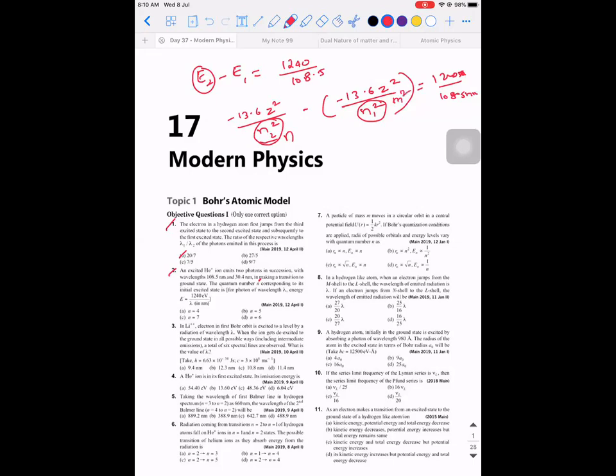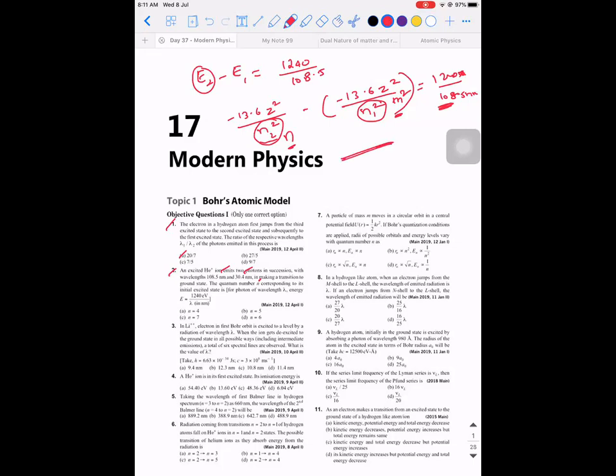While coming from n to m, it is giving a wavelength of this much value. Now what should it do? It should come from m to 1 to give a value of 30.4. Did you understand this question? That is what is meant by 2 photons released in succession. That can happen only through subsequent transitions. Each transition will correspond to one wavelength. Are you able to understand?